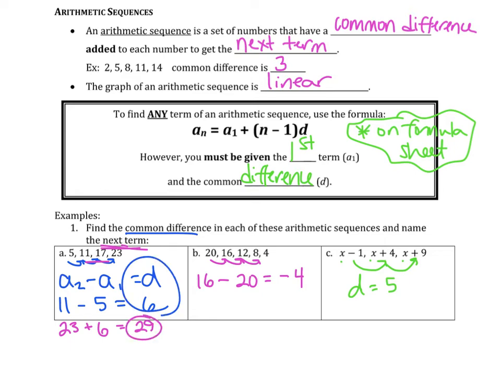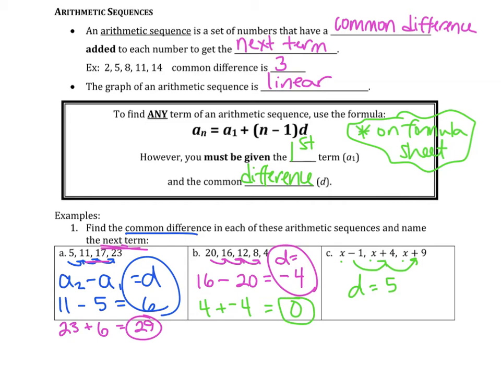Okay, let's look at the next one. So -4 was my common difference. Okay, what would my next term be? Well, again, follow the pattern. Continue to add a -4 to the last term. So 4 plus -4 would be, of course, 0 would be the next term.